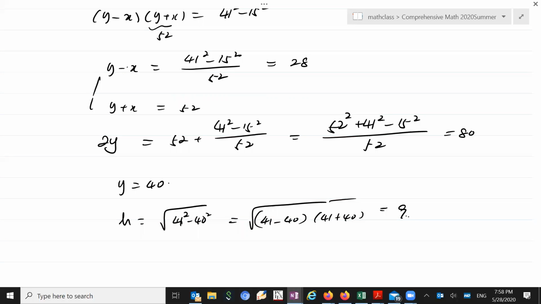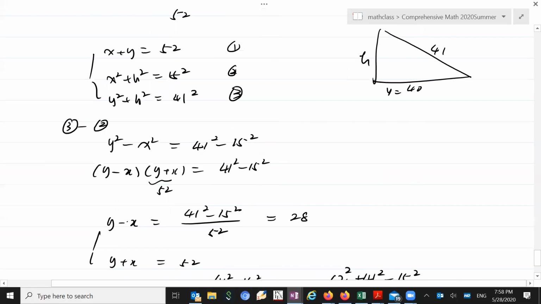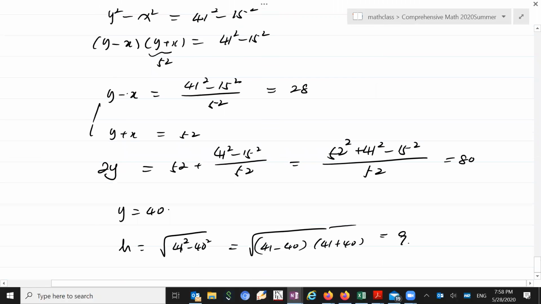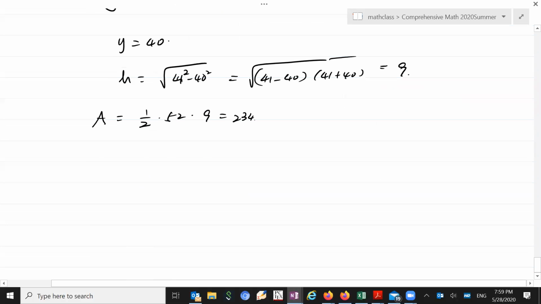Okay, the key point is to get enough equations to consider: 3 unknowns, 3 variables, three equations. All right, so once you find the h, the area is going to be half of the base, 52, times 9, and again it is going to be 234. Now, what is the other method? We are almost done.